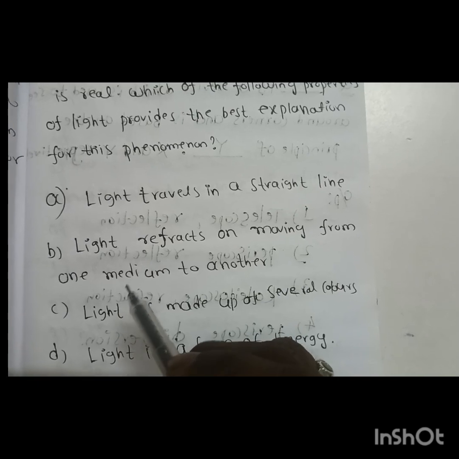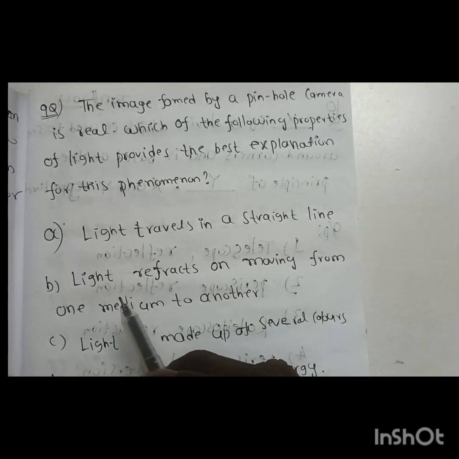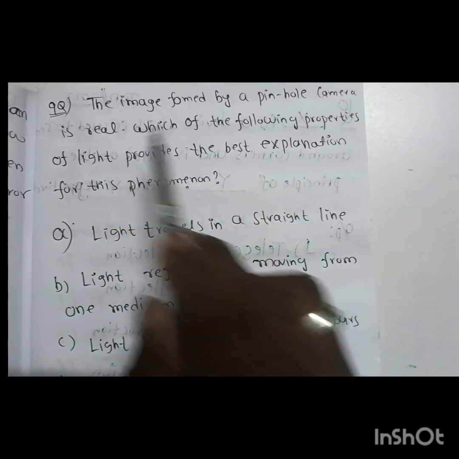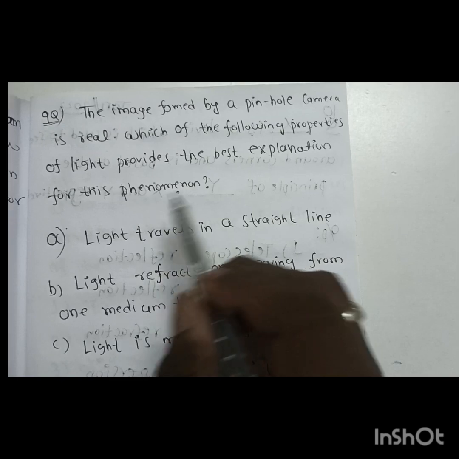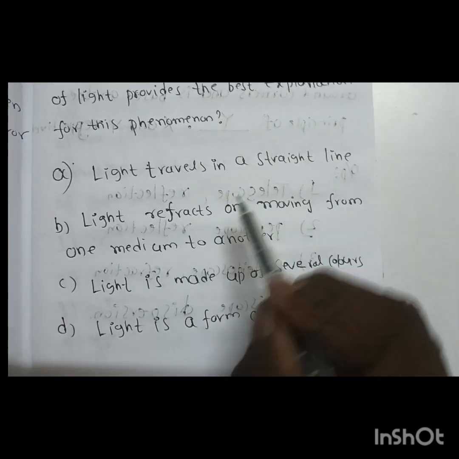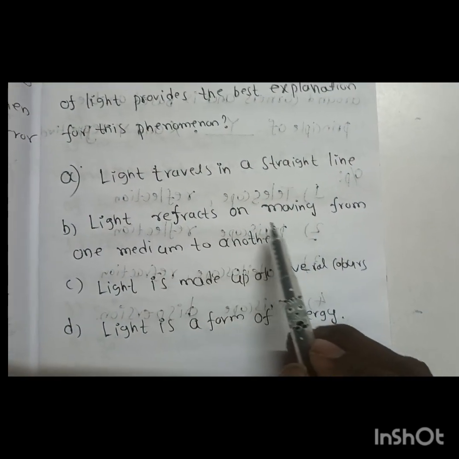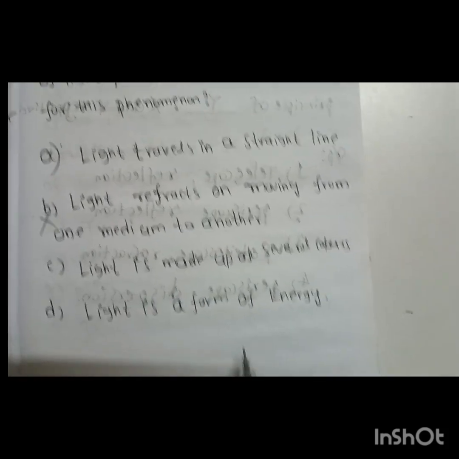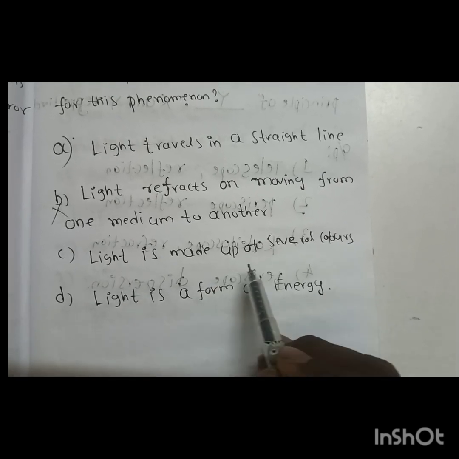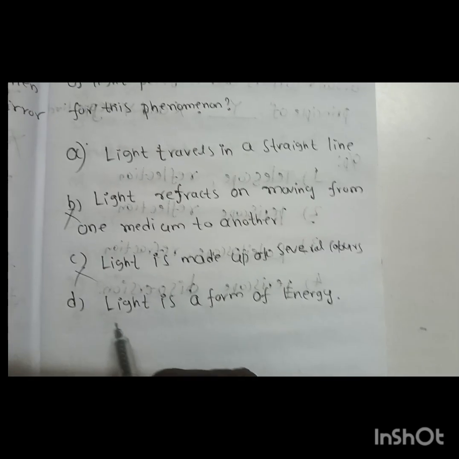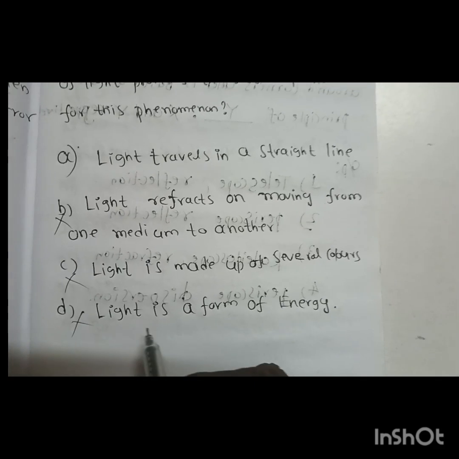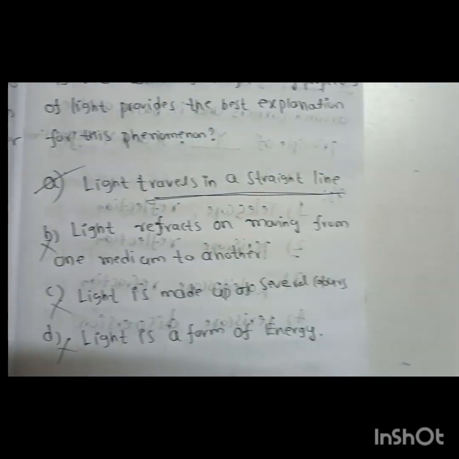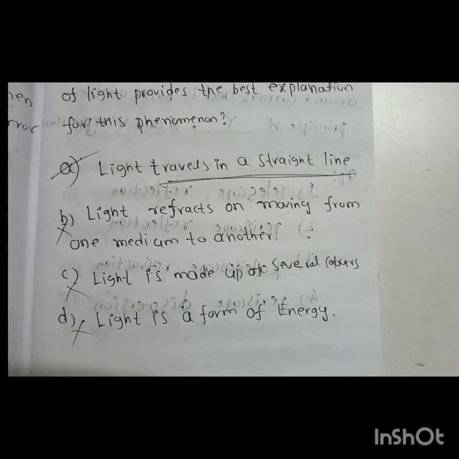The image formed by the pinhole camera is real. Light refracts moving from one medium to another: no, it is not at all correct. Light is made up of several colors: no. Light is a form of energy: no. So the first option, light travels in a straight line, is the correct option. Okay. Next question.